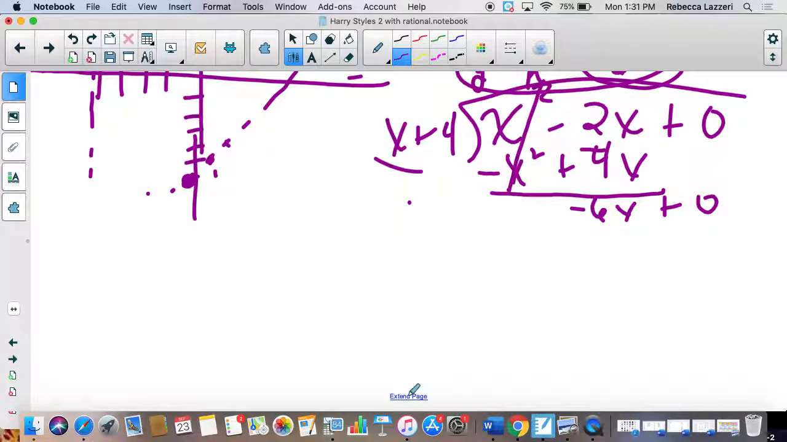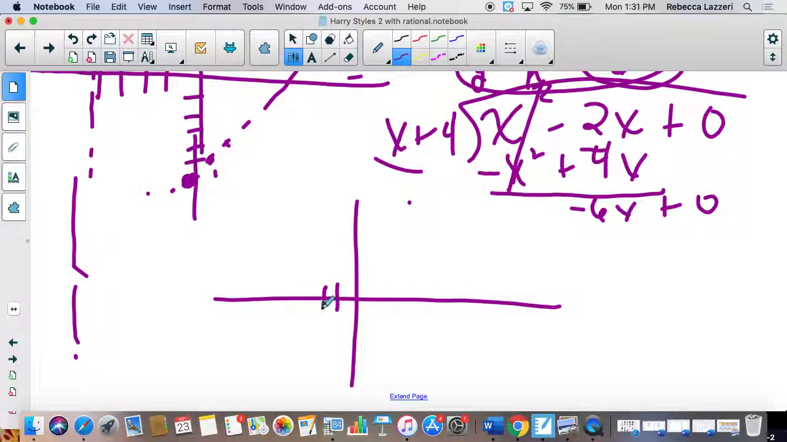All right, now, asymptotes are your friends. I'm going to draw it over here, sorry. My vertical asymptote was -4. My slant asymptote was y equals x minus 6.